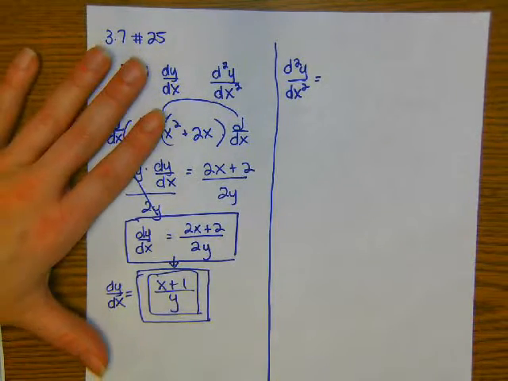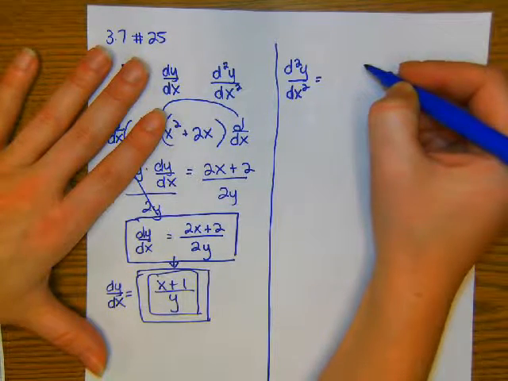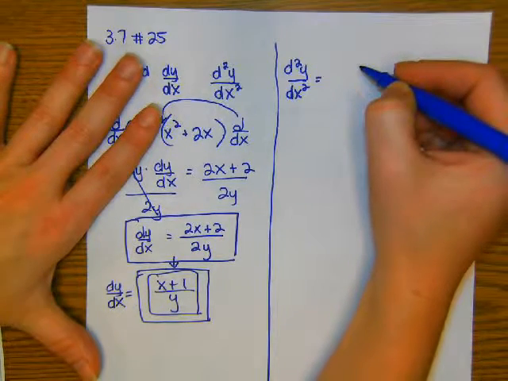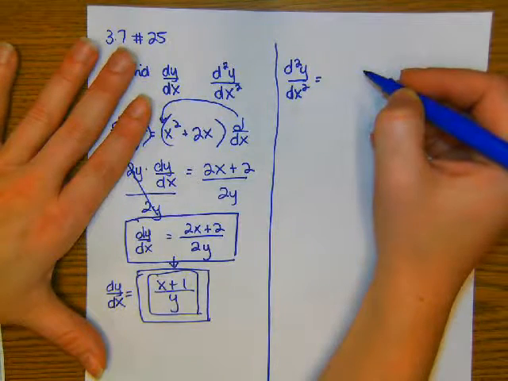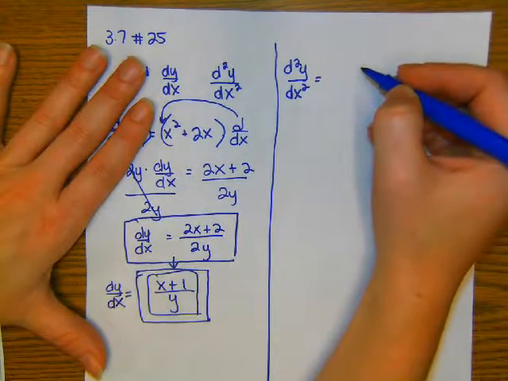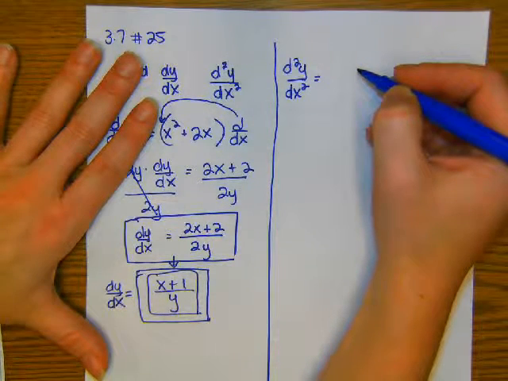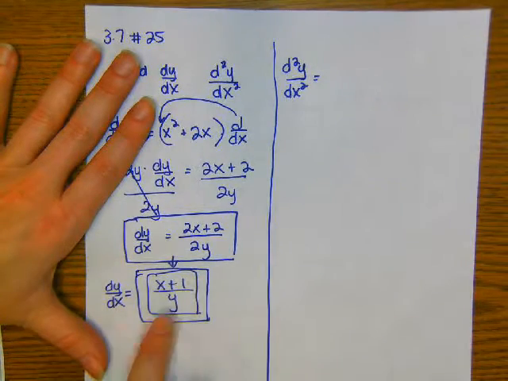Okay, I'm going to do quotient rule. Danny's going to do product rule on the board. Okay, guys, come on, let's focus. I want to get this done in 2 minutes. You're going to write x plus 1 times y to the negative first.